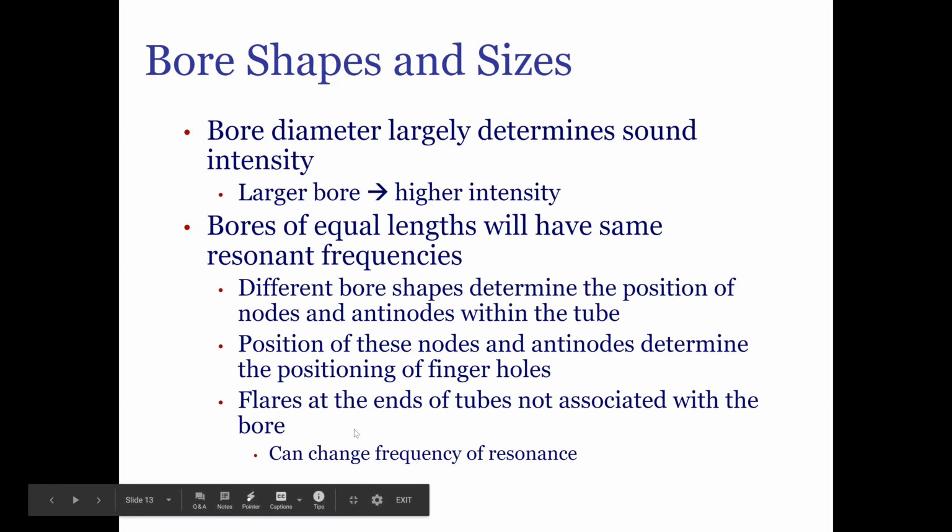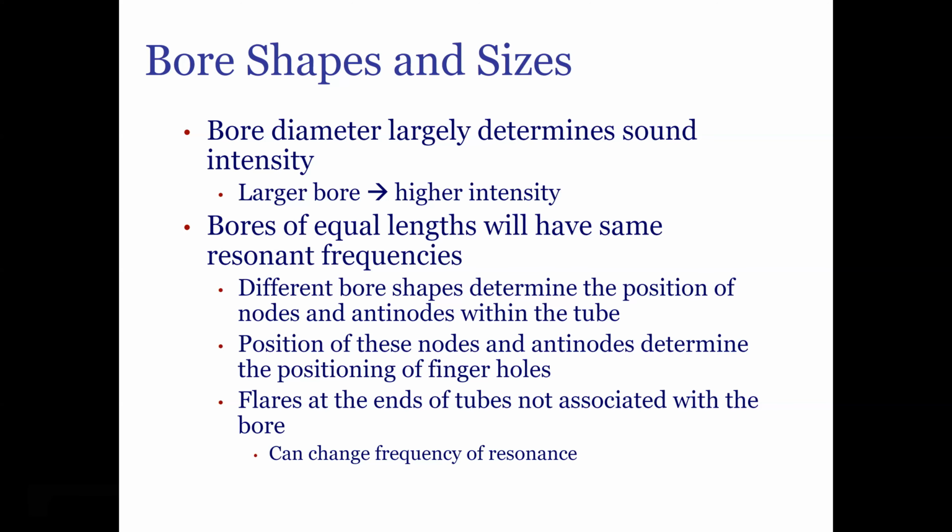And the flares at the ends of the tubes are not associated with the bore. The bell end is what that is called. That's where it flares really rapidly at the far end of the instrument. These have use in changing the effective length of the tube, because when we are talking about the length of the tube, a flute is actually effectively a little bit longer than the actual length of the tube from the mouth hole to the far end opening. And different frequencies see effectively different length tubes.